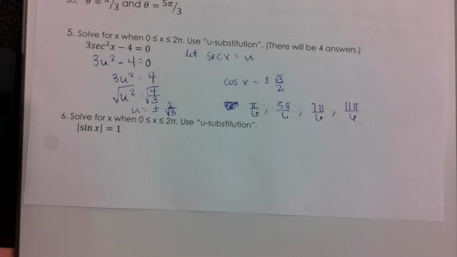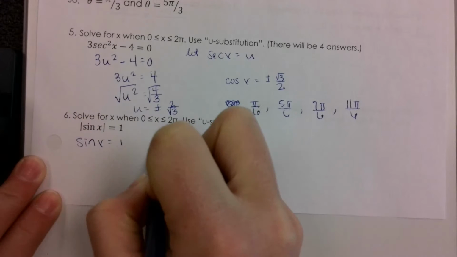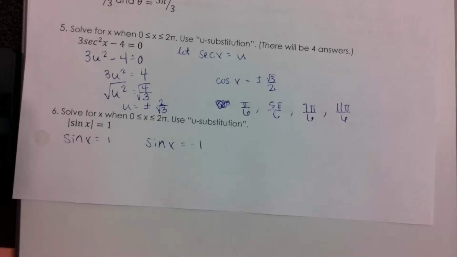Alright, so we'll try the next one. It wants you to use substitution here. Do we want to do that or not? No? Okay. So we've got the absolute value of sine equals 1. How do you handle absolute value functions? Like, how do you solve those? Do you remember? You set up both cases. So sine of x equals 1, and sine of x equals negative 1, because either one of those could have happened and we could have ended up with the same answer. So we just need to know where sine is 1 and where sine is negative 1.